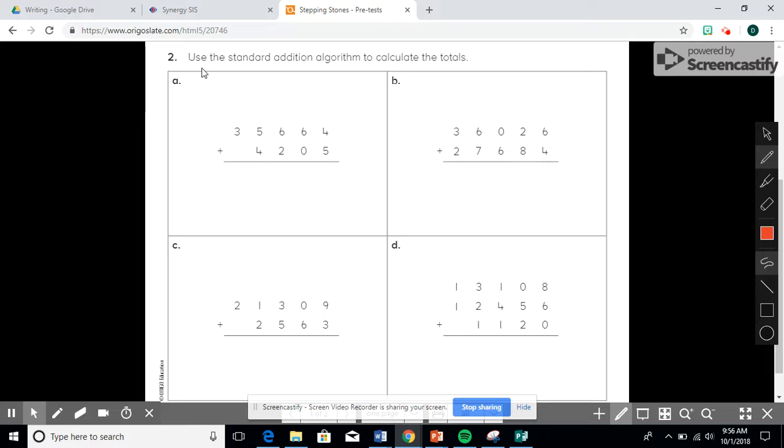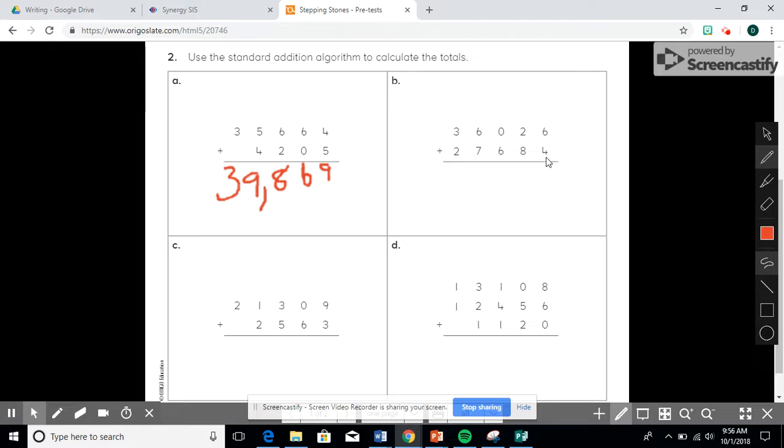It says use the standard addition algorithm to calculate the totals. The standard algorithm means that we are just going to line our numbers up based on place value, and we move right to left, and we carry if we need to. So 4 plus 5 equals 9. 6 plus 0 equals 6. 6 plus 2 equals 8. 5 plus 4 equals 9. And there's nothing below the 3, so 3. So my answer on this one is 39,869.